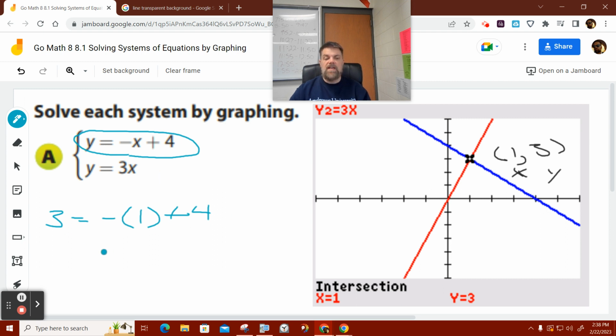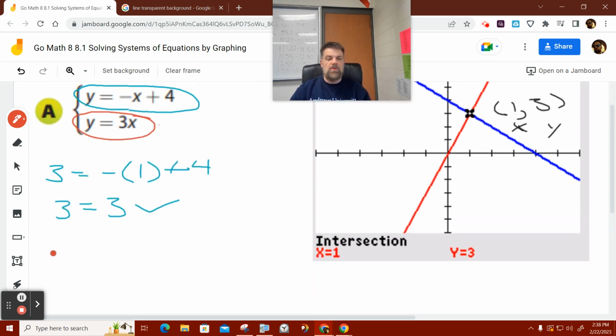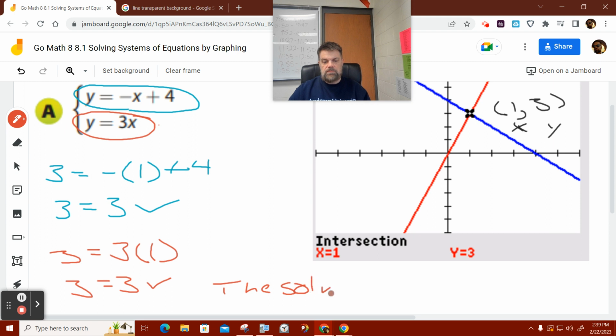So then, what is 4 minus 1? 3. Is that a true statement there? Yeah. So let's do the same thing with the second equation. I'm going to write down the second equation, and wherever there's a y, I'm going to put what value? Negative 3. Well, it's a positive 3, right? Oh, yeah. Okay. Positive 3. And then I'm going to say 3 times x, which is 1. What's 3 times 1? 3. Is that true? Yeah. That's it. That's all we're supposed to do. So then you would say the solution is 1 comma 3. And that's it. Does that make sense? Yeah.